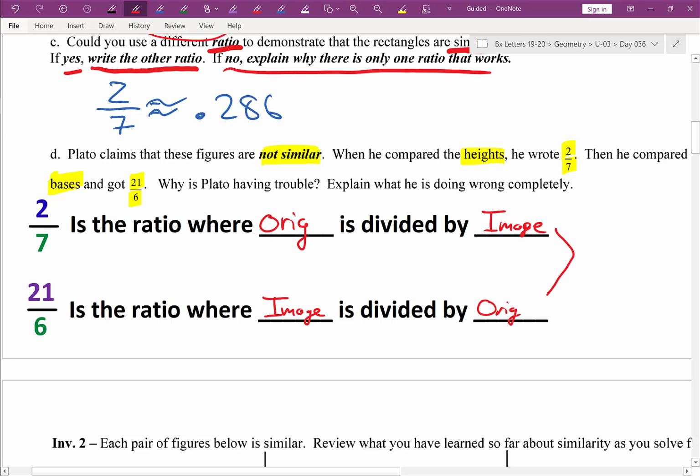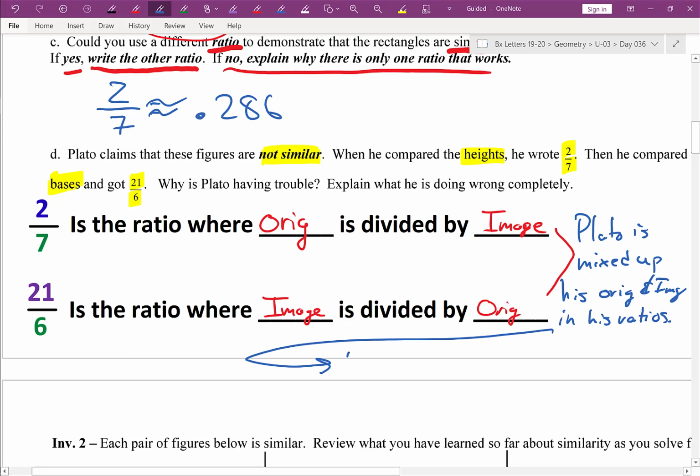So what has he done wrong? Plato has mixed up his original and image in his ratios. In other words, he set up, I swear I can spell, he set up his ratios poorly, incorrectly.